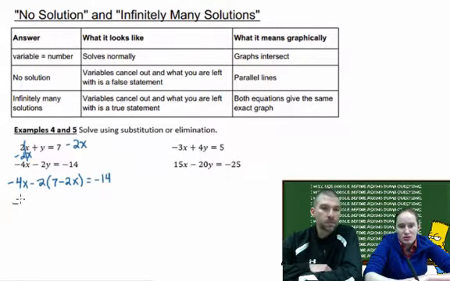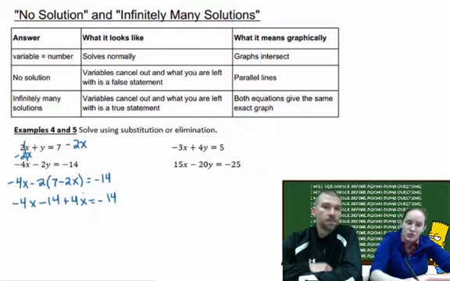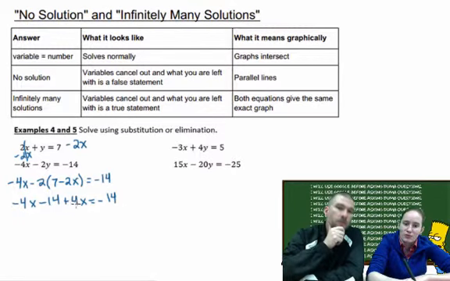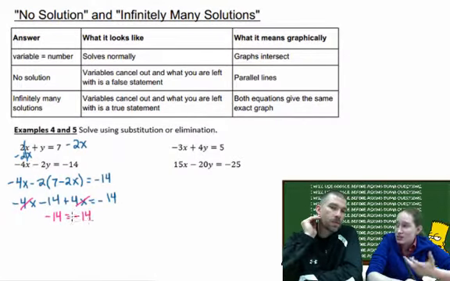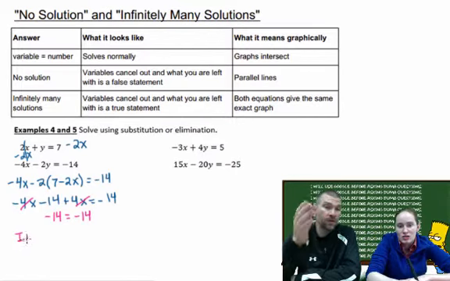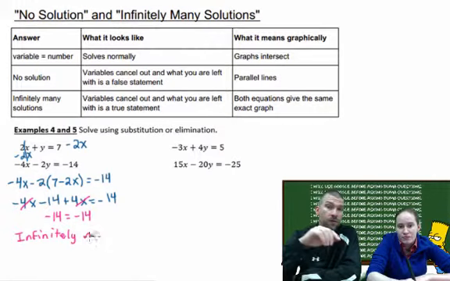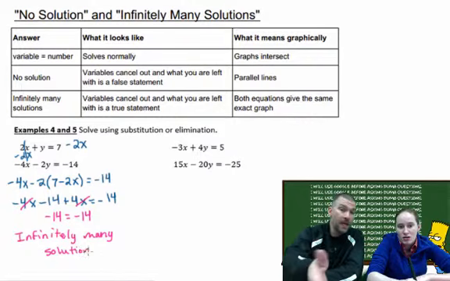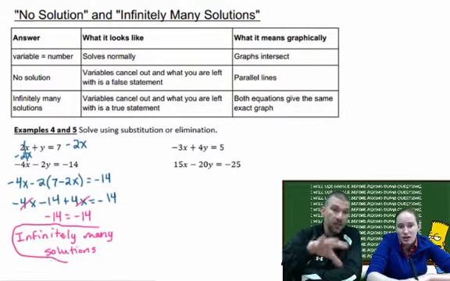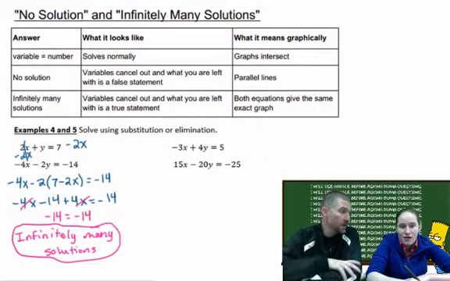So let's distribute. That's -14 plus 4x equals -14. Notice what happens here. We have -4x plus 4x, which is 0. Those things go away. So if we just write this down, -14 equals -14. Is that true? That's true. And if it's true, then that means these are the exact same line. So that means there are infinitely many solutions. It's okay to get a statement like this. If you get a statement like this, don't freak out and think you got the problem wrong.